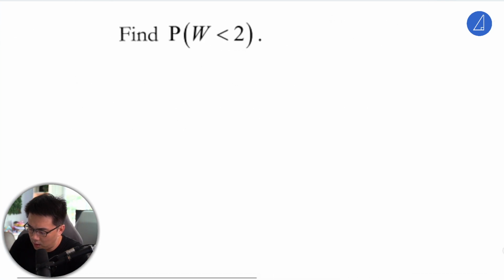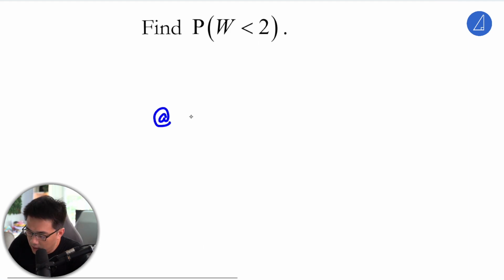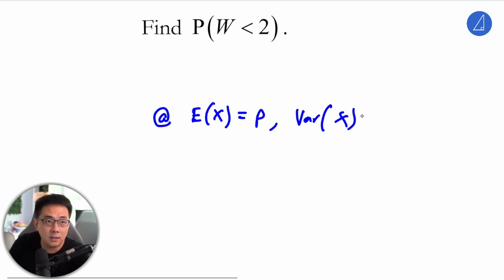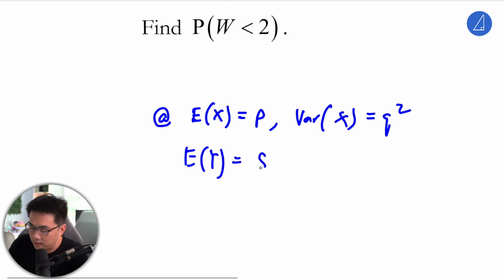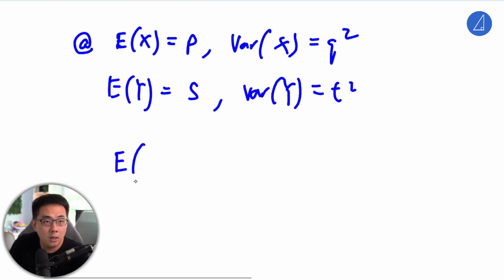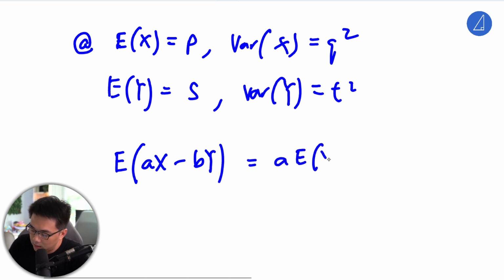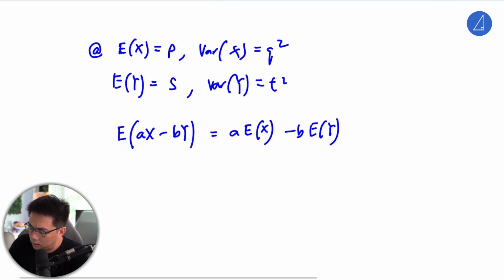I think this is pretty okay because we know that the expectation of X is just p, and the variance of X is just q squared, right? Similarly, the expectation of Y is just s, and the variance of Y is just t squared. So if we want to find the expectation of aX minus bY, these are two independent random variables. That will be aE(X) minus bE(Y). So this is quite a standard question. That will be ap minus bs.